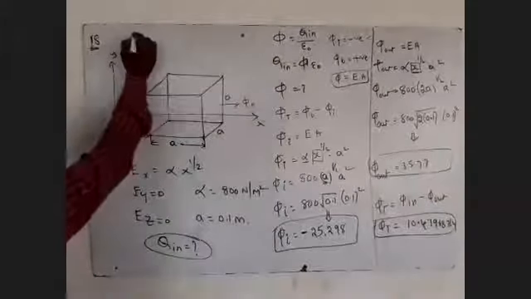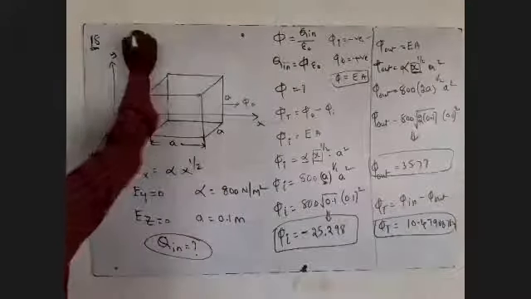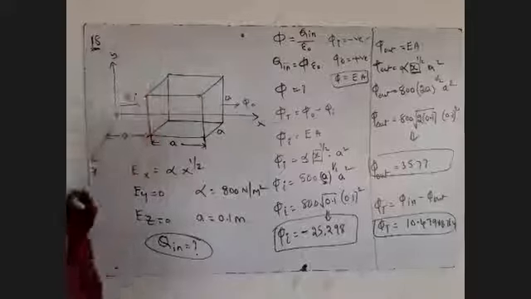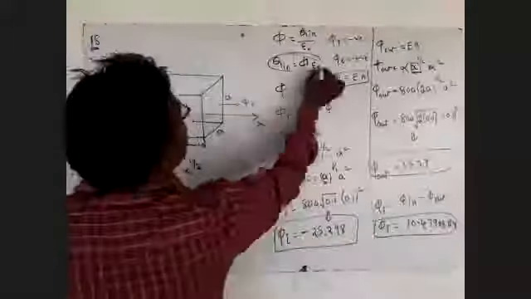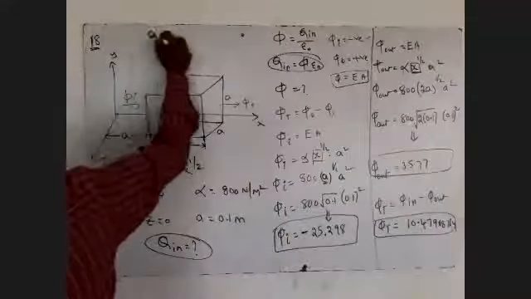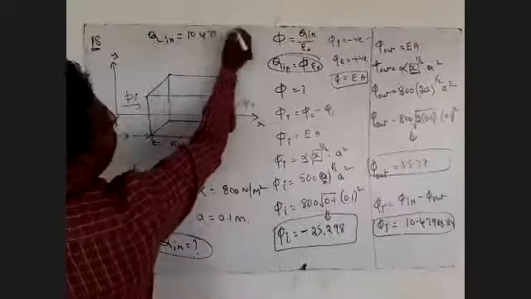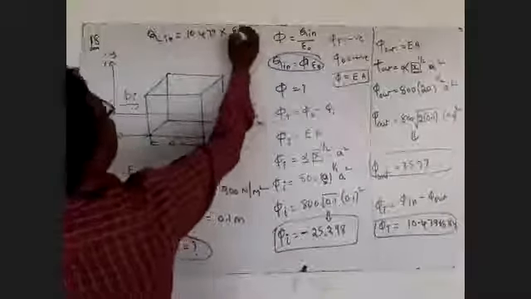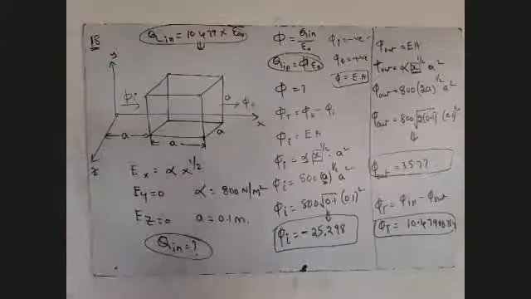Next, we are finding the charge. What is the formula? Charge Q in is equal to phi, that is 10.4798 something, times epsilon naught. So this is how you calculate and you get the answer.